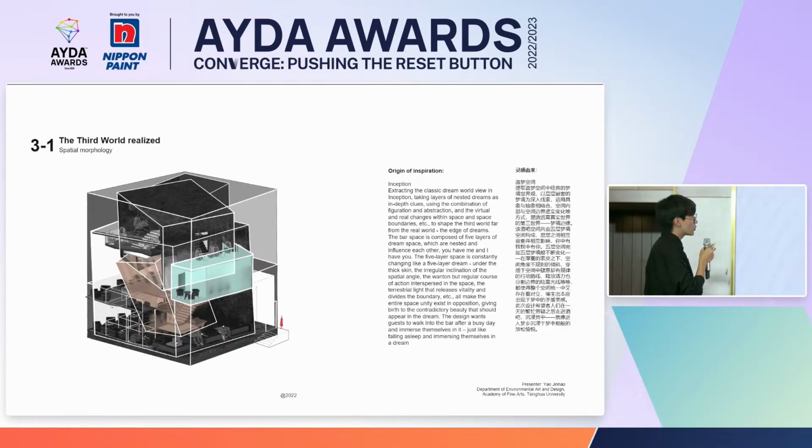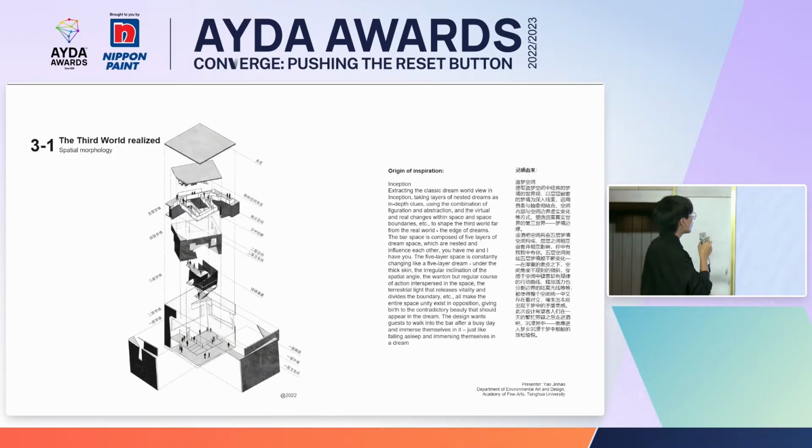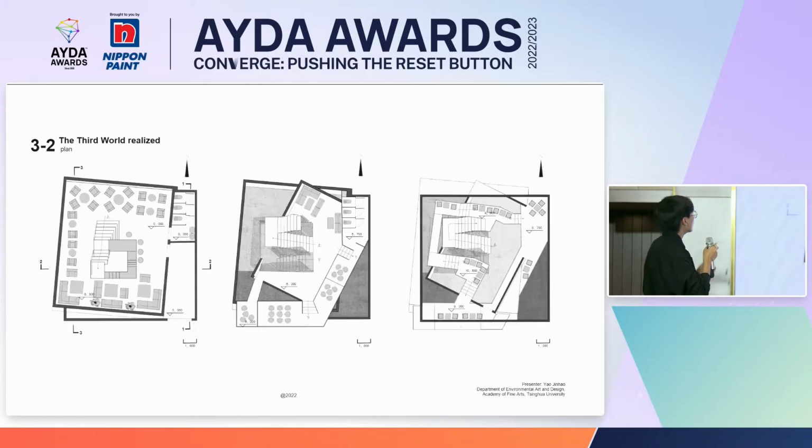Throughout this, what we are trying to do is lead to an opposition of unity of the space, creating what we call a contradictory beauty that we only see in dreams. We want our guests to walk and be immersed within the space, and then they can relax and fall into their dreams.